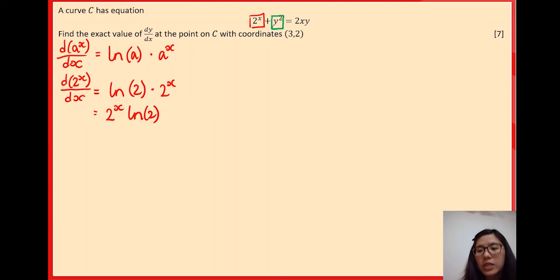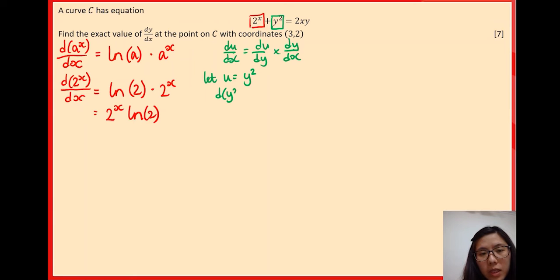I can't differentiate that with respect to x because it's expressed in terms of y. So I can use the chain rule and differentiate with respect to y. So du over dx is equal to du over dy times dy over dx. We're going to let our u in this scenario be y squared. So let's pop that back in: I end up with d(y squared) over dy times dy by dx.